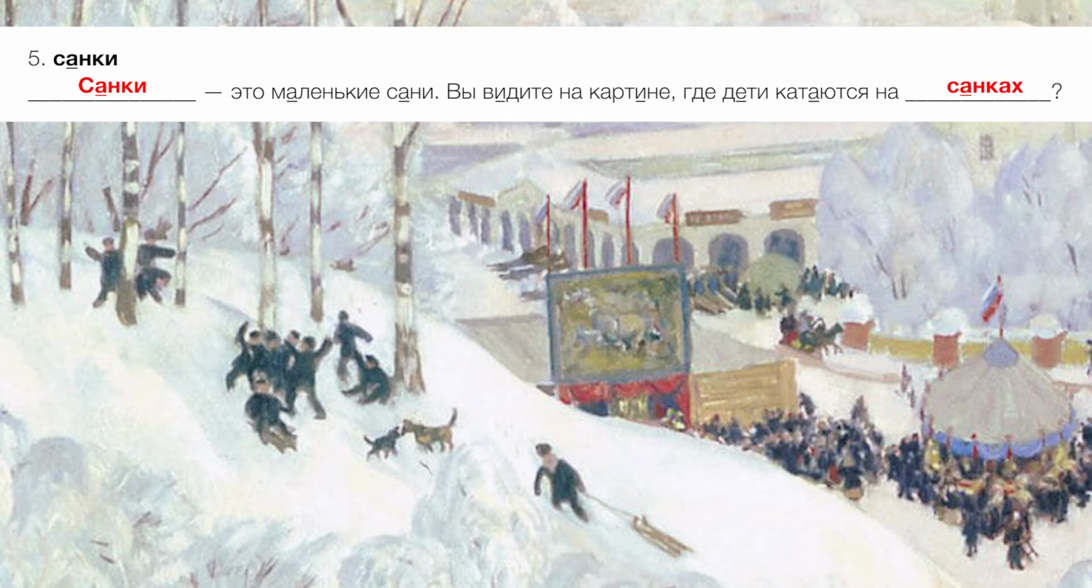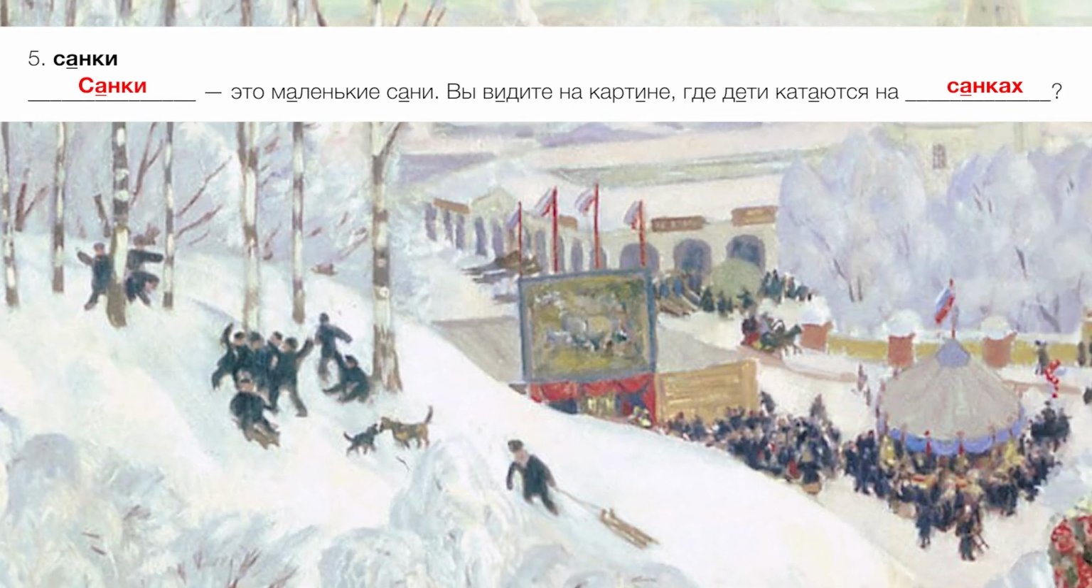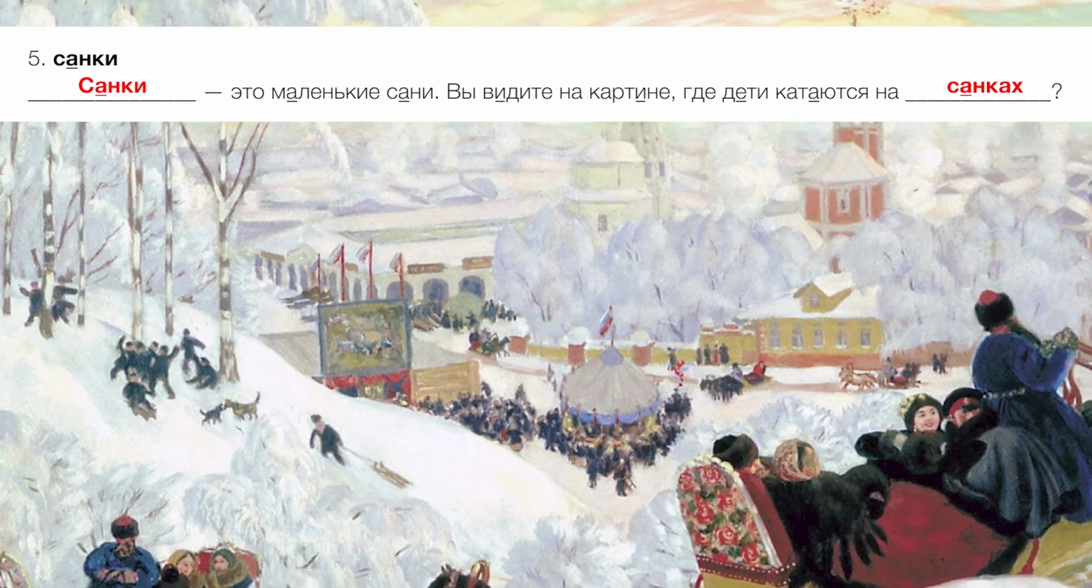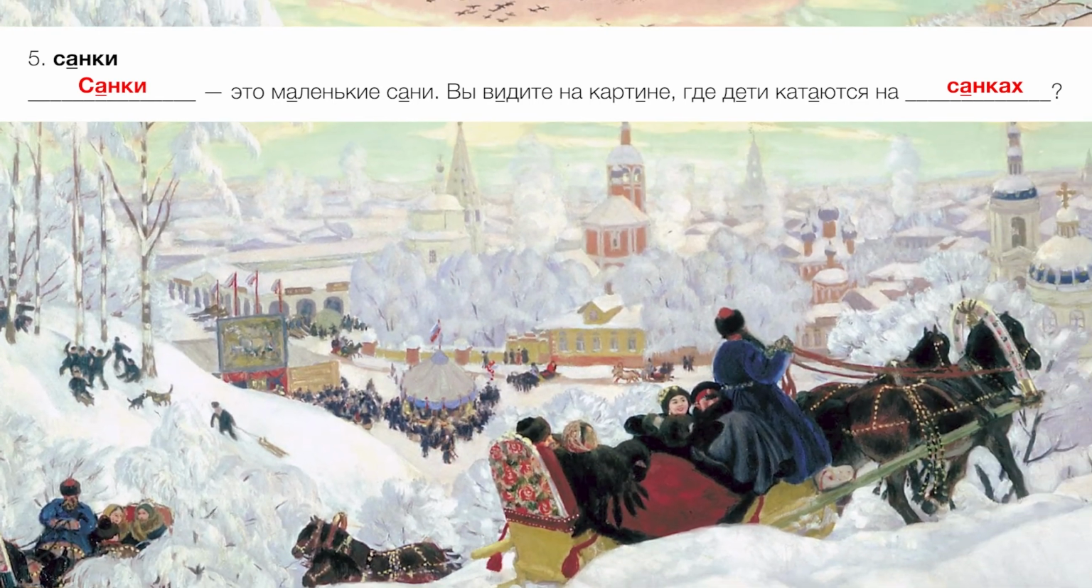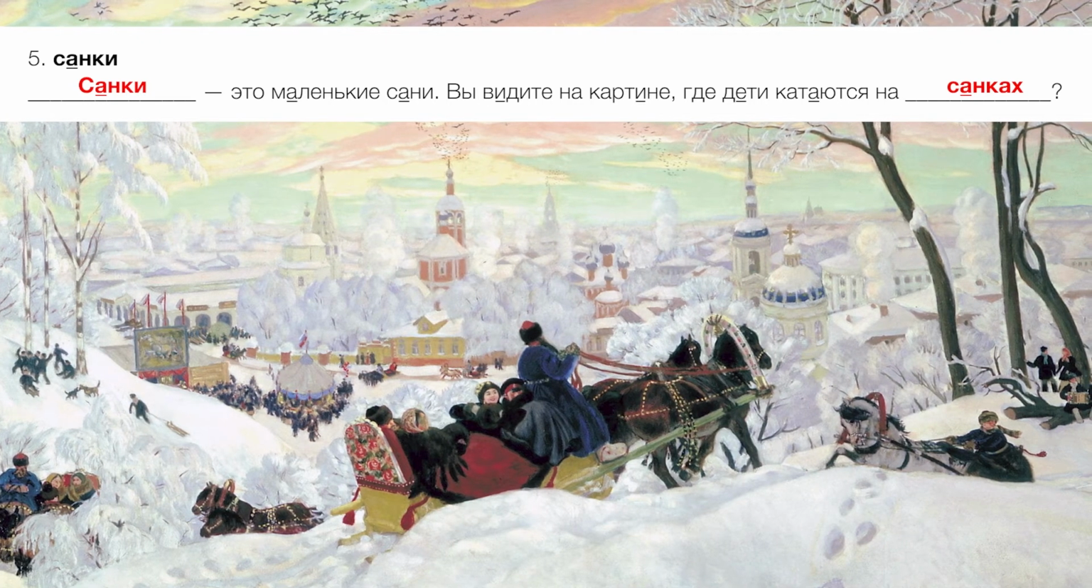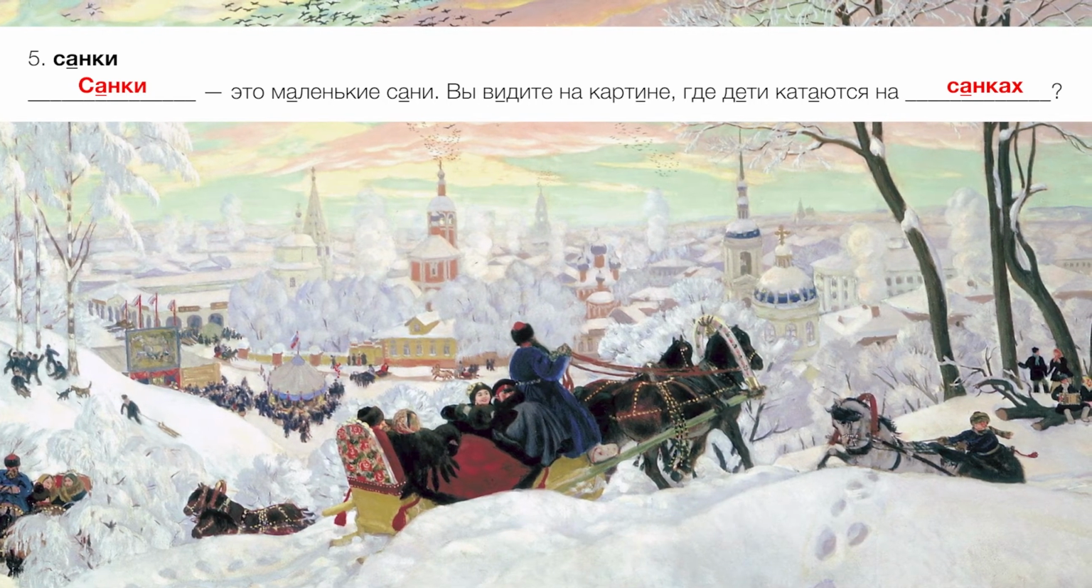So when you say на санках, there is a bit of an ambiguity in the Russian, right? It could be on one sled or on multiple sleds. So you would rely on context. Here, if we're saying the kids are sledding, we probably have more than one sled, hopefully. So let's use plural. Вы видите на картине, где дети катаются на санках? Prepositional plural, hard noun.